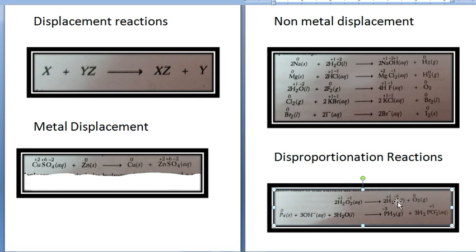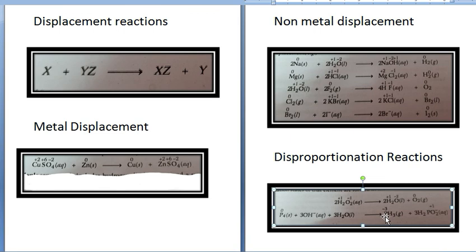Now in this case, in peroxide, hydrogen's oxidation state was +1, oxygen was -1. In water, hydrogen's oxidation state remains the same, +1, but oxygen from -1 becomes -2. And in O2, because it is in uncombined state, oxygen becomes 0. So you see the oxidation number of oxygen has changed from -1 to -2 and from -1 to 0. So oxygen has undergone both oxidation as well as reduction.